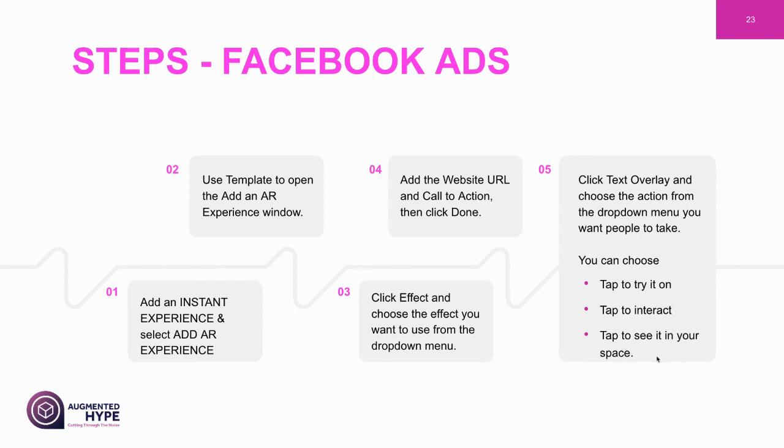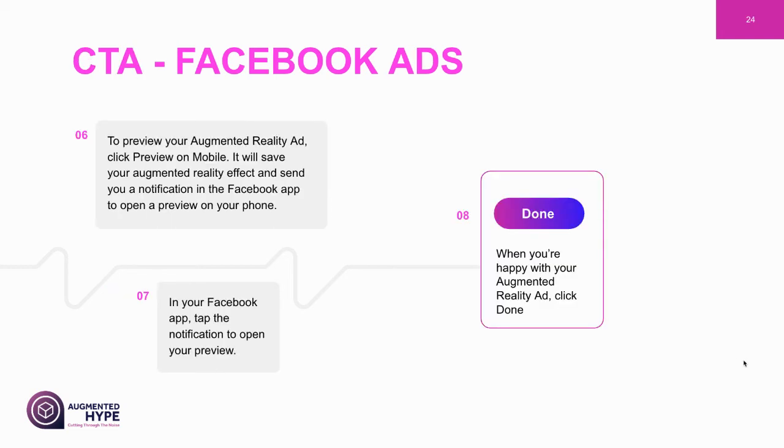So the tap to see it in your space will basically open it up in front of you, and just put it on the floor or put it on a table, or the sort of AR experiences you're used to with furniture and things like that. That's how you would select that.